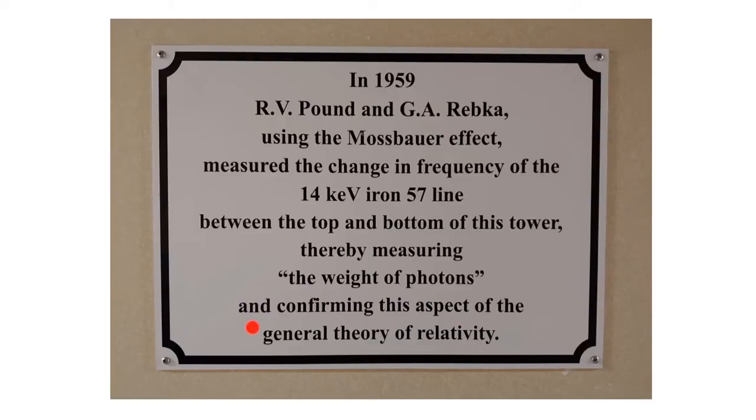It's a plaque commemorating an experiment by Pound-Rebka, two physicists, that in 1959 they measured this gravitational time dilation by looking at the frequency of light and how that changed as a function of height in the tower. So we'll see exactly what that means in a moment. But there's this nice local connection in the Boston area to tests of general relativity and specifically to time dilation.